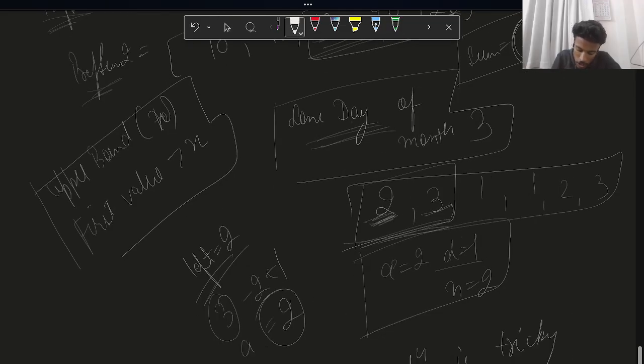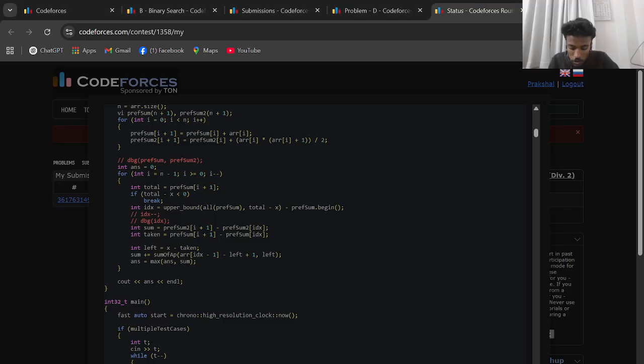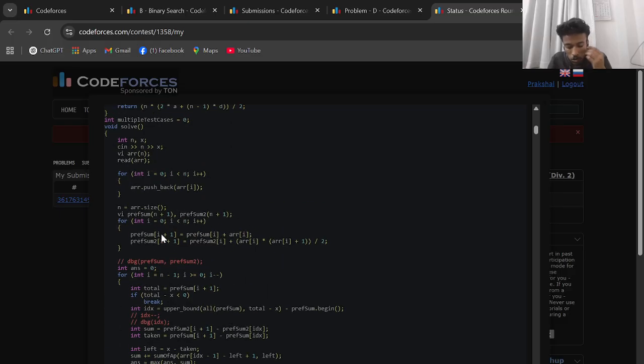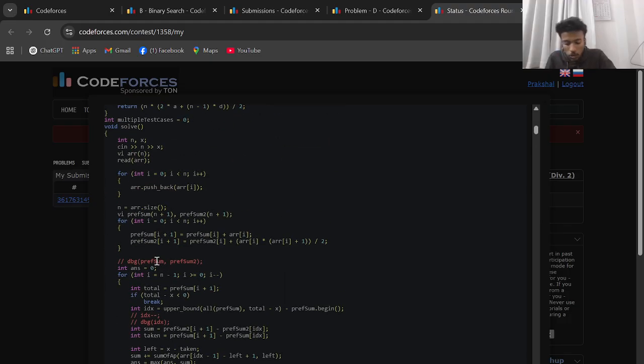Okay, so this is your A, this is your d equal to 1, and the number of terms N equal to left equal to 2. So we need to calculate the sum of 2 plus 3. That we are doing using the sum of AP formula. Okay. And finally, add that to the sum and you can take the maximum of answer and sum. Keep on doing this for all values, for different month endings, and finally you can output the answer. I hope you are clear.